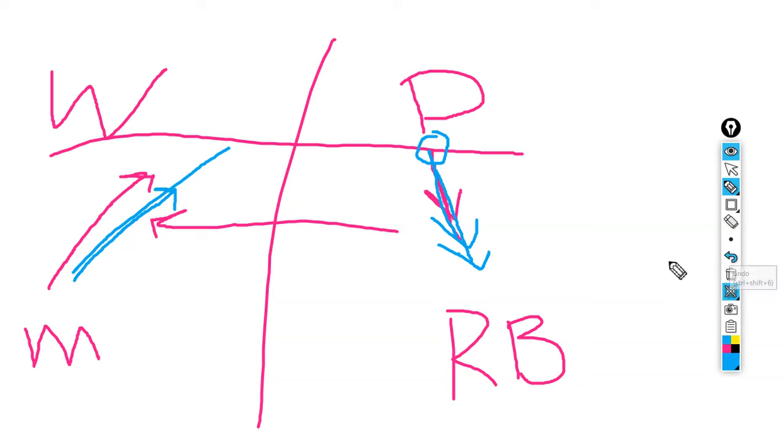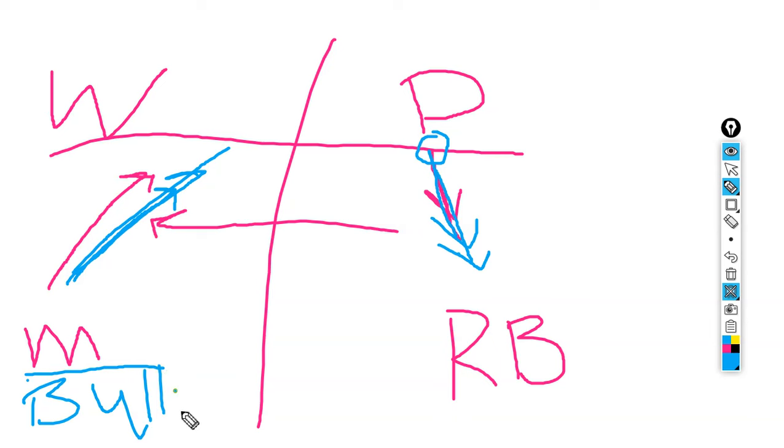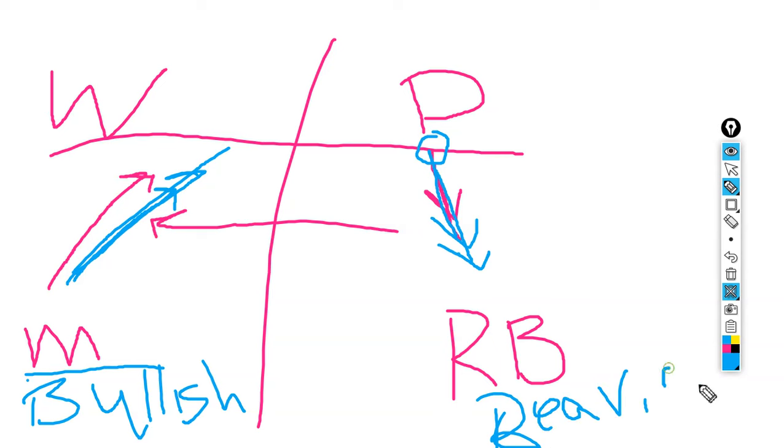Are you getting my point? I'm a little confused. Are you still confused? A little bit. So this is the main direction. If the main direction is bullish, okay, we have a bullish storyline on weekly, and we have a bearish storyline on daily. Are you getting me right now? Yes. Okay, we have a bearish storyline on daily, and we have a bullish storyline.